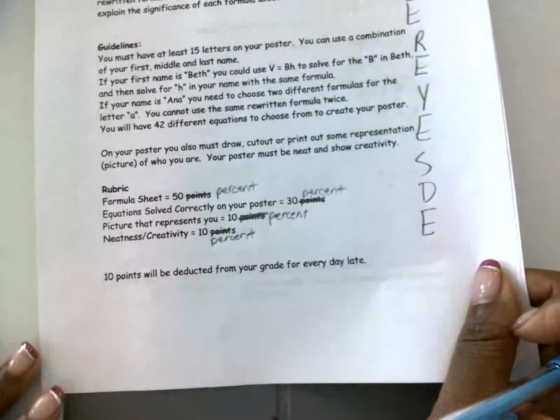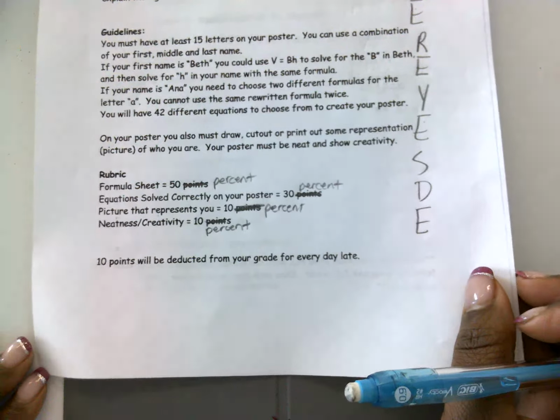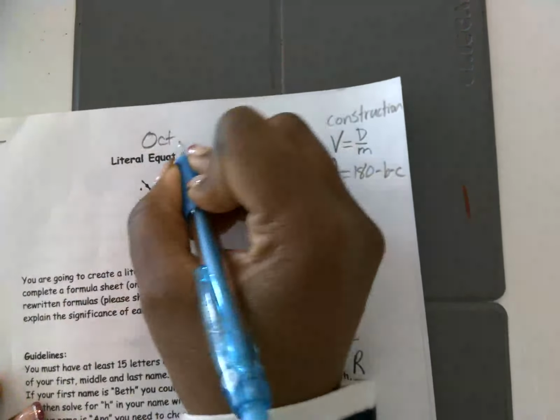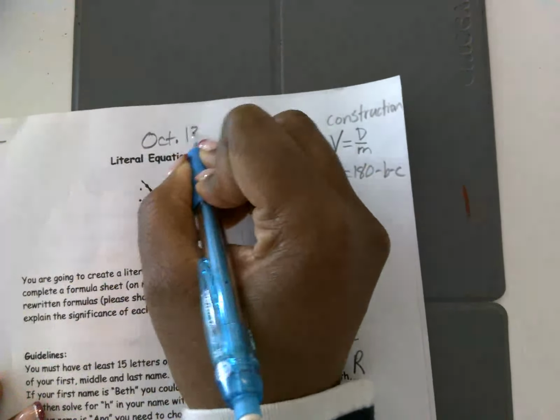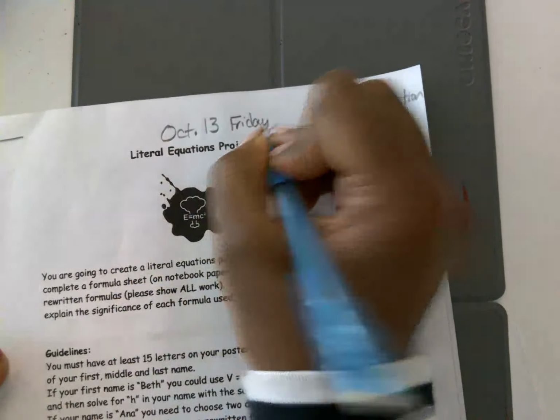For every day that it's late, I'm taking 10 points off. This is going to be due October the 13th. So at the top, we're going to put October 13th. That's a Friday. Not this Friday, the next Friday.